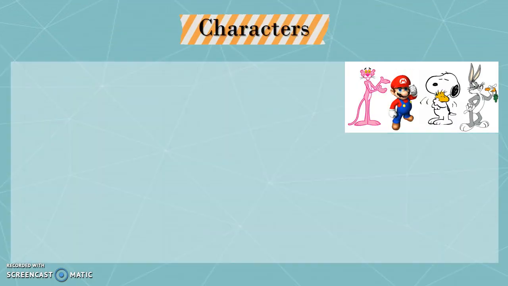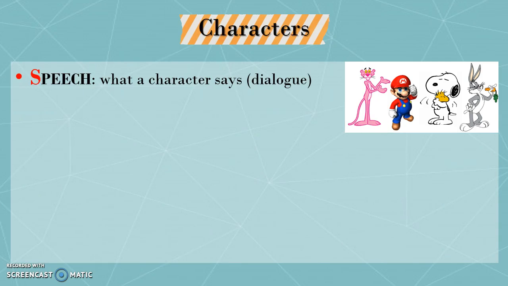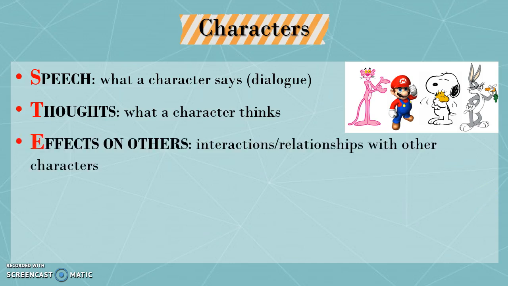Characters. These are the people within a story, and you can remember characters by remembering style. So look at the speech, what a character says, such as the dialogue, the way a character thinks, the effects characters have on others. So you want to look at the interactions and relationships with other characters, how other characters feel or think or react to a particular character.